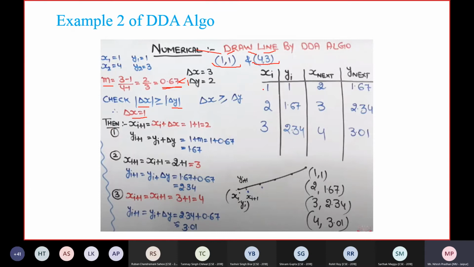Initially we have point 1, 1. So that is 1 and 1. अब देखो इसको ध्यान से देखना, ठीक है? Now because our slope is less than 1, so we'll increase this x_i by plus 1 and this y by plus m. Okay, and m is nothing but your 0.67.